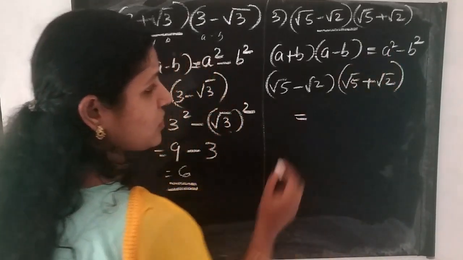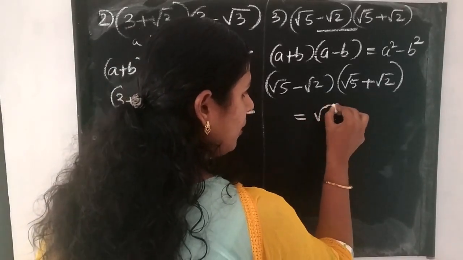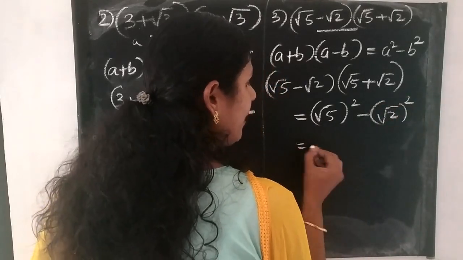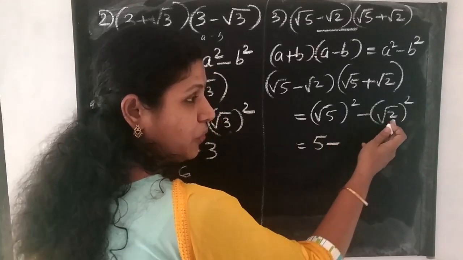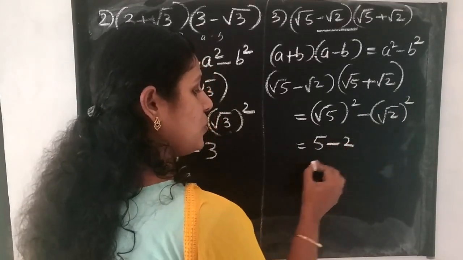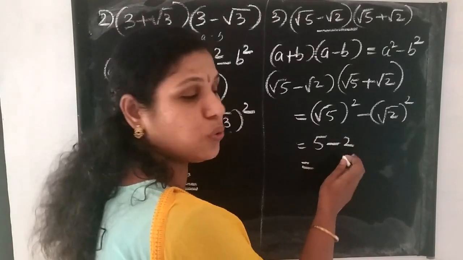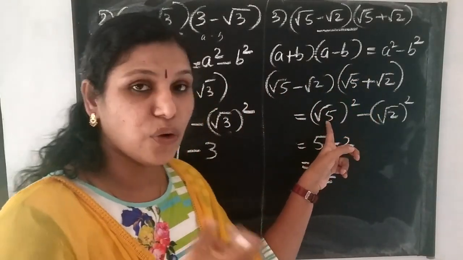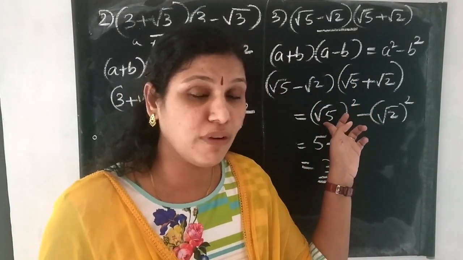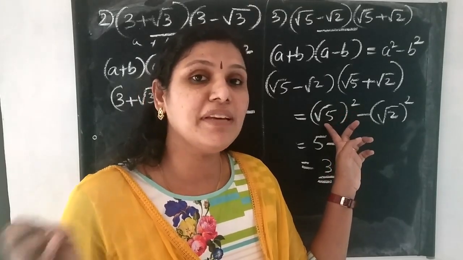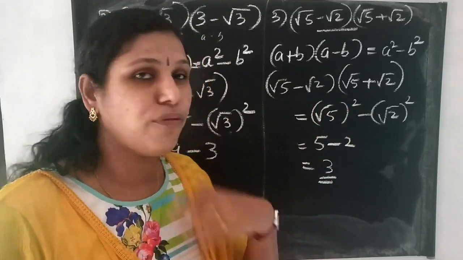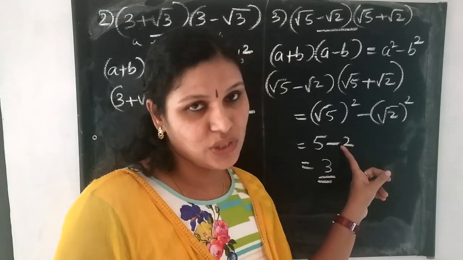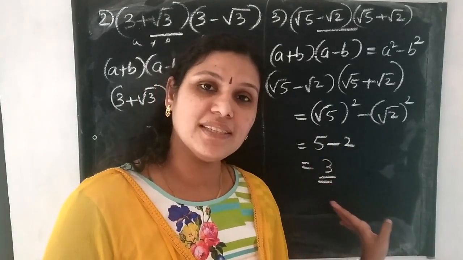Here a square is, how to write this? Root 5 square minus root 2 square. Root 5 square is 5, minus root 2 square is what? 2. So we get 5 minus 2 is 3. Root 5 square is root 5 into root 5, that is root 25, and root 25 is 5. Instead of that we simply write root 5 square is 5, and root 2 square is 2. So 5 minus 2 is 3.